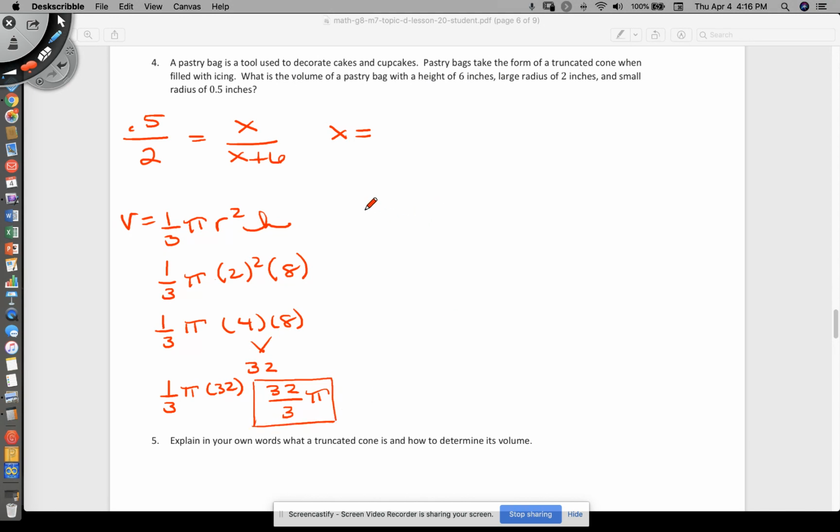All right, you guys are going to find the other one, which is 1/3 pi times 5 squared times 2. Go ahead and find that answer. And then you want to go ahead and subtract those 2. Number 5 says, explain in your own words how you were able to solve this last problem. So just explain it in your own words, and that ends this video tutorial.